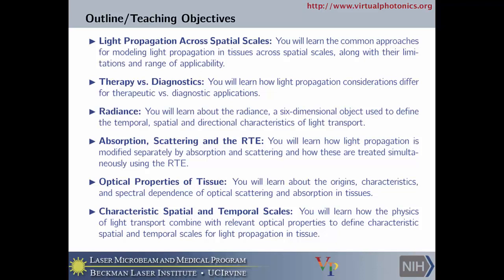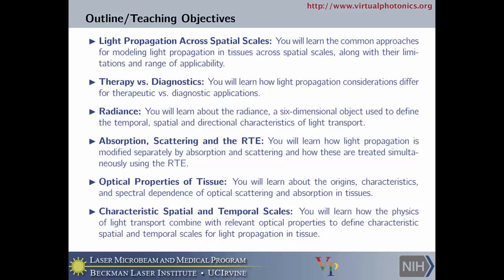actually, I'm not shifting gears yet. Once we understand the radiance, we'll talk about how absorption and scattering perturb or affect light transport within turbid media, and how that leads to the radiative transport equation, which when one solves, one obtains the radiance. We'll talk about how absorption and scattering affect light propagation separately, and then the RTE is a way of treating them simultaneously, because obviously those processes occur simultaneously within tissue.